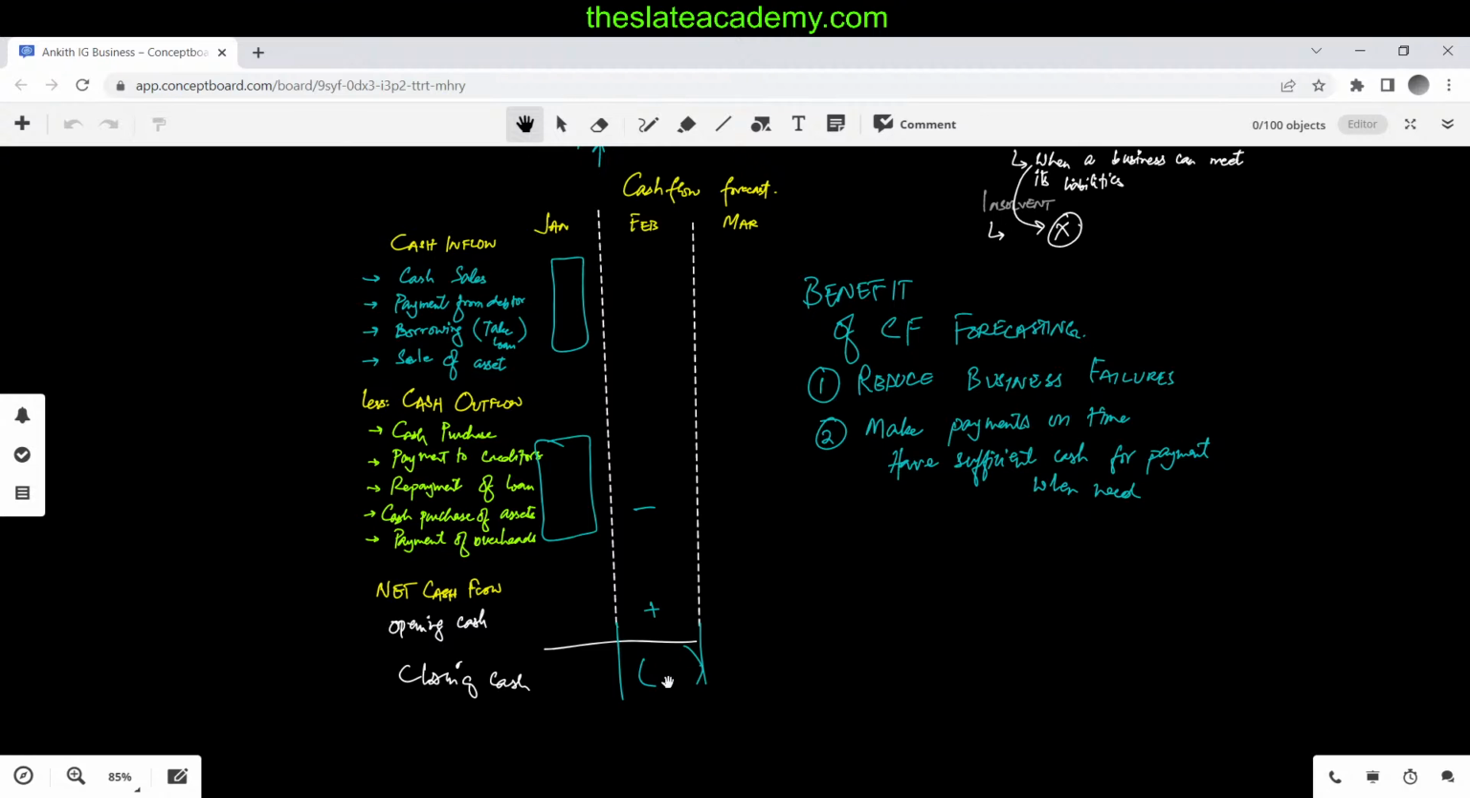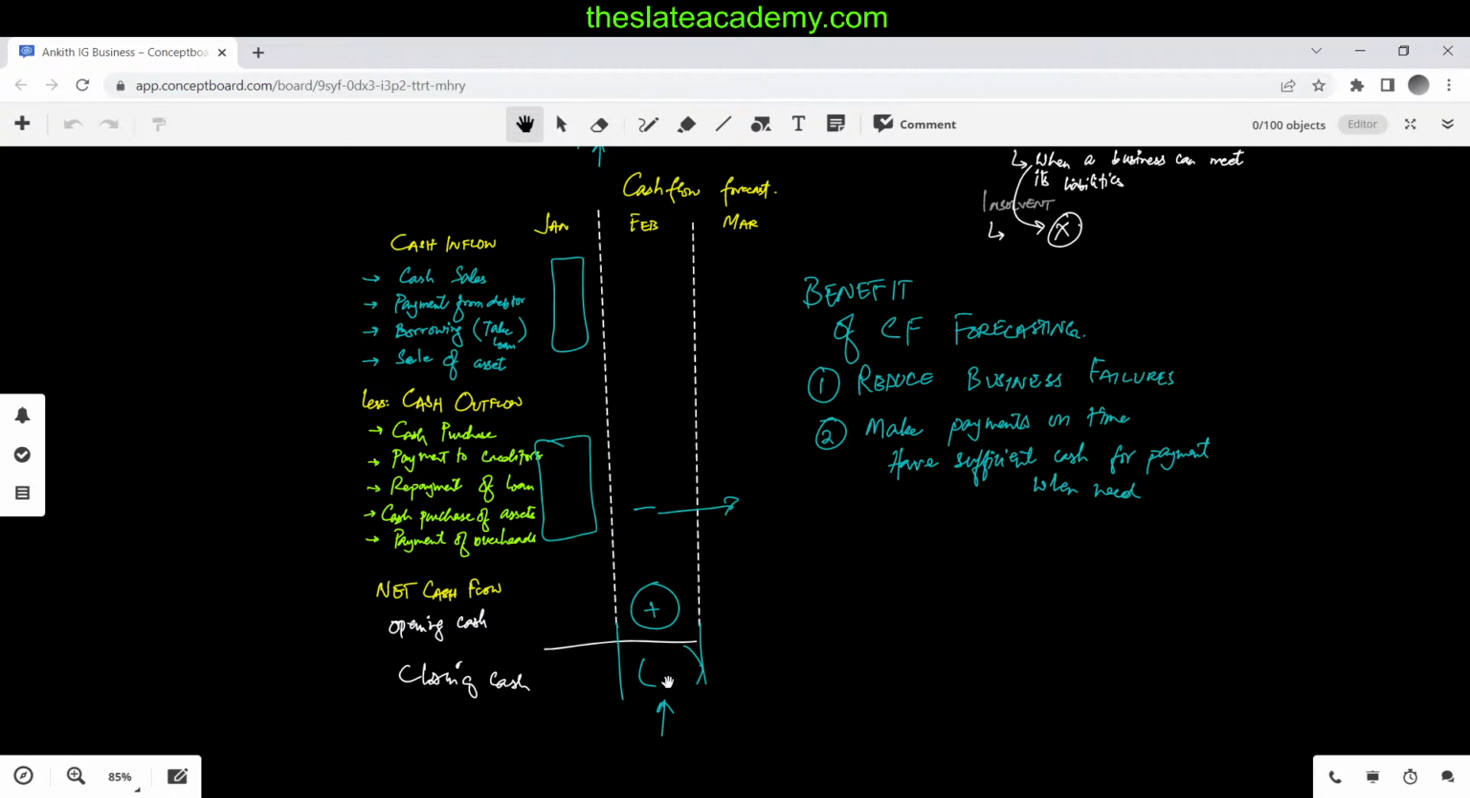It could be a bank overdraft. So it shows that we are running into a position where we do not have enough cash. So what's the method to reduce this closing cash negative position? I will have to either postpone this expense, but not for March, I'm right now planning for Feb.